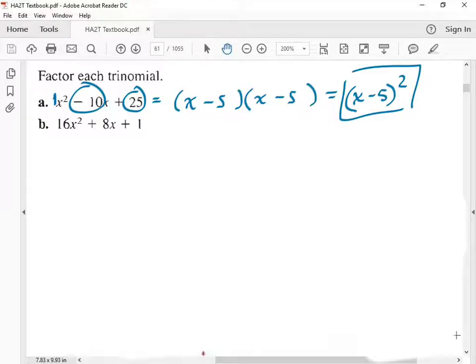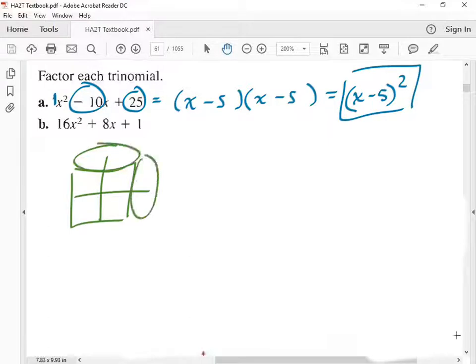But I'm going to still factor this the way that we would know how to factor it, most likely. I'm going to use the box, and to use the box, our answers are going to be the factors that we pull out of the numbers. So we have 16x squared, and then we have 1, and then the 8x goes right here. And what you're trying to do is find the two numbers that add to 8x that work inside this box.